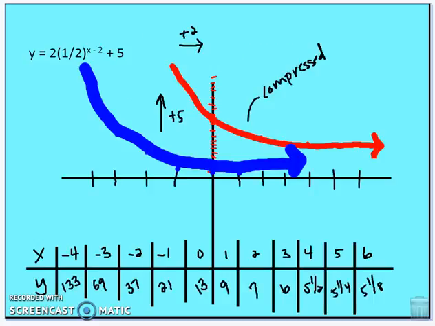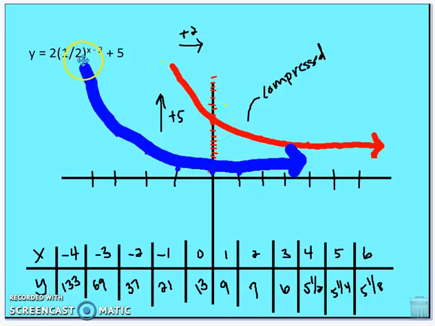All right, you should see that the original function, y is equal to 1/2 to the x, is the blue graph. And y is equal to 2 times 1/2 to the x minus 2 plus 5 is the red graph as you've filled out the tables. You'll see that the red graph has been compressed. It's also been shifted to the right by 2 and up by 5.